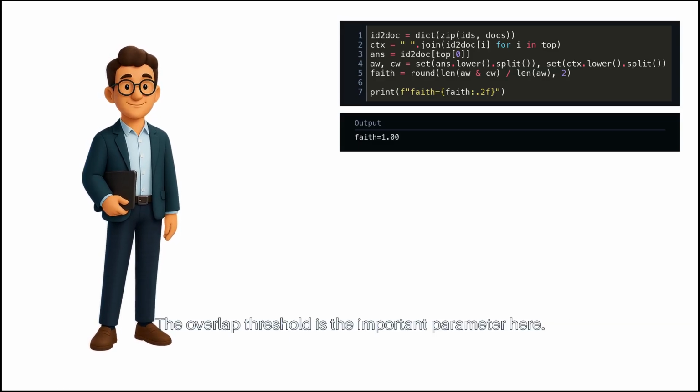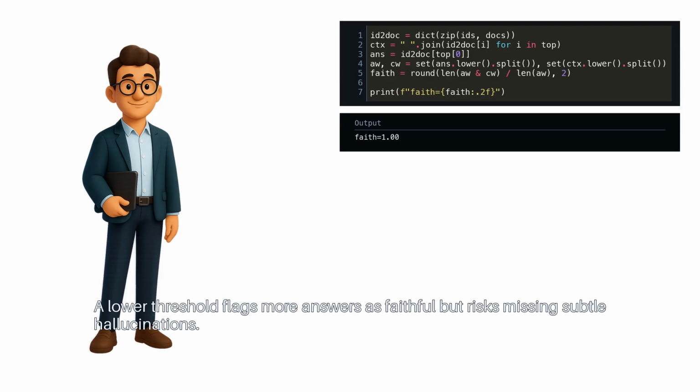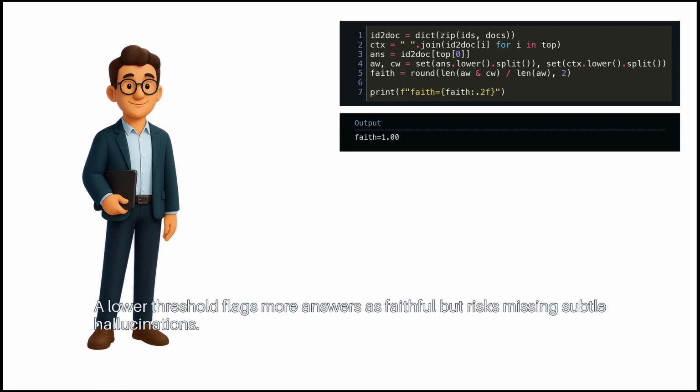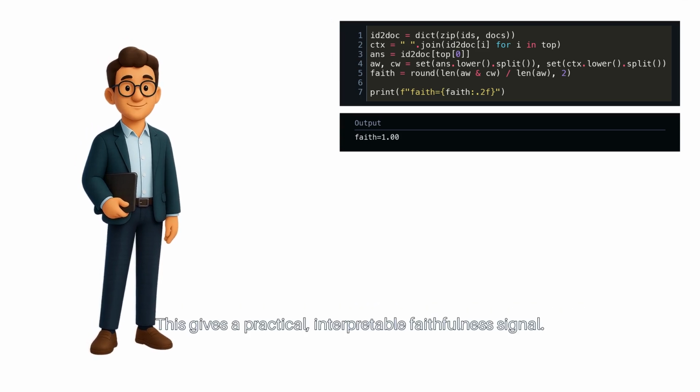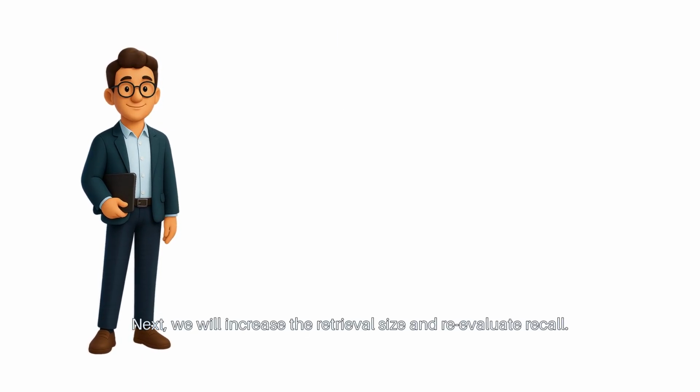The overlap threshold is the important parameter here. A lower threshold flags more answers as faithful, but risks missing subtle hallucinations. This gives a practical, interpretable faithfulness signal. Next, we will increase the retrieval size and reevaluate recall.